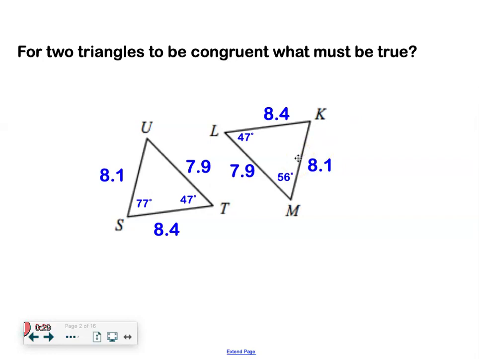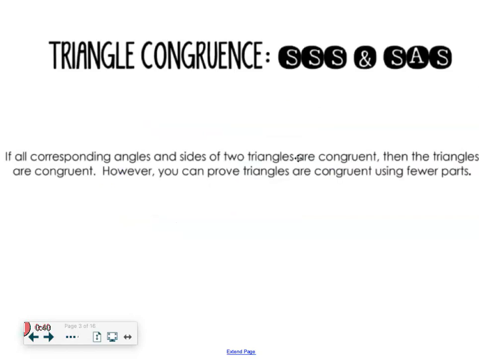Today we're going to learn shortcuts, so we don't have to show that all 6 pieces are congruent. We'll just have to know a few things. We'll learn a few different shortcuts, and today we're going to learn side, side, side, and side, angle, side. And then angle, side, angle and angle, angle, angle are next week. And then not enough information.